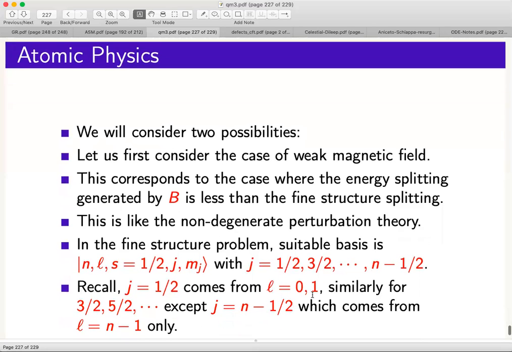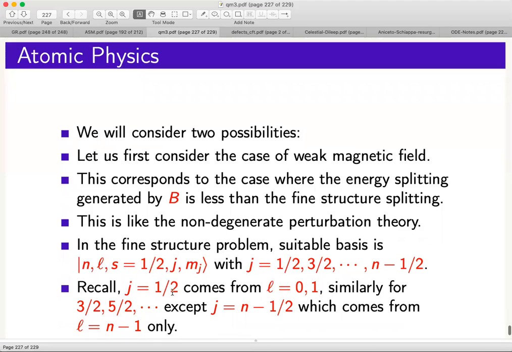Of these, suppose you look at the J equals half state. The J equals half state can come from vector addition of L equal to 0 and S equal to half, or L equal to 1 and S equal to half. Both of them contribute to J equals half.